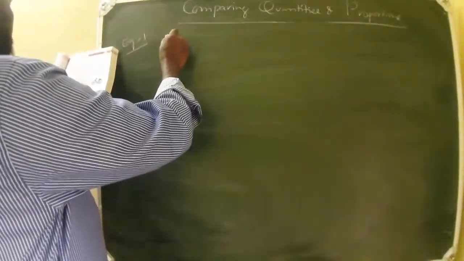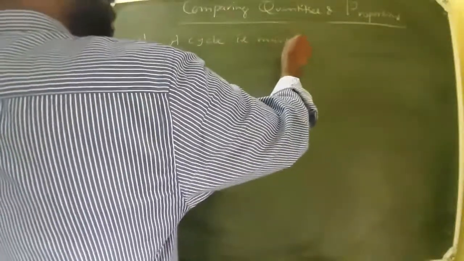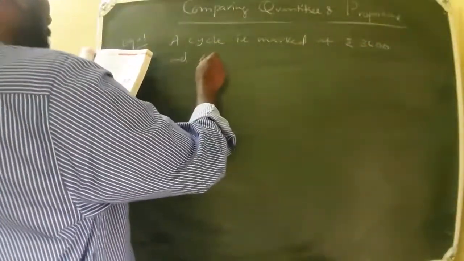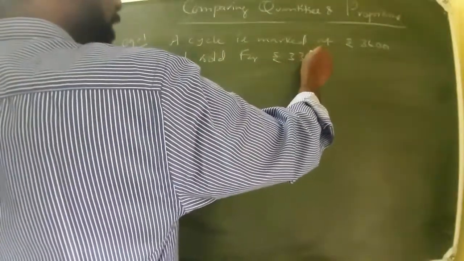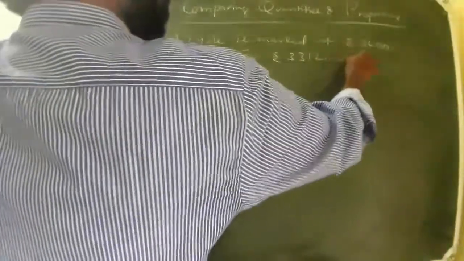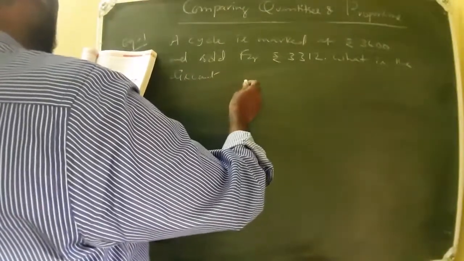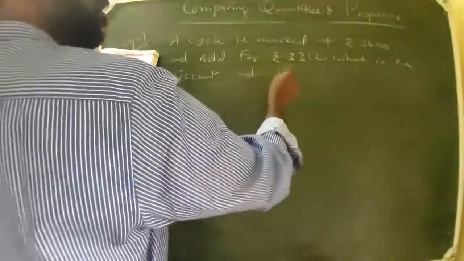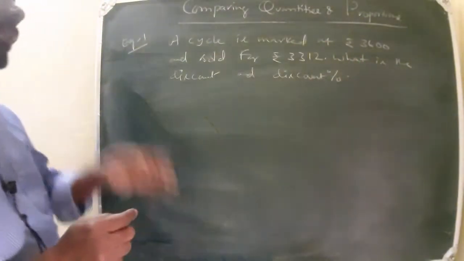Example 1. A cycle is marked at rupees 3600 and sold for rupees 3312. What is the discount and discount percentage? Both you have to find.